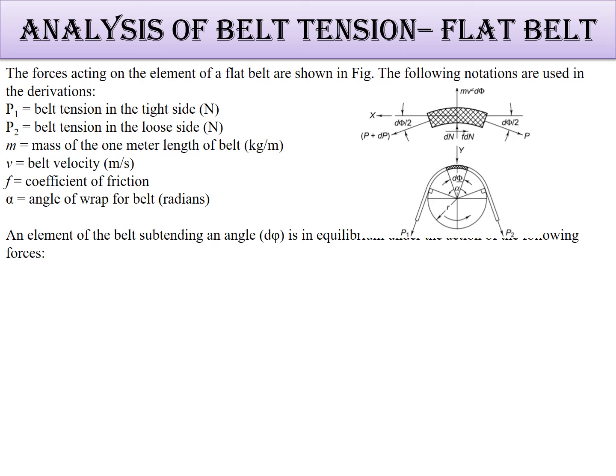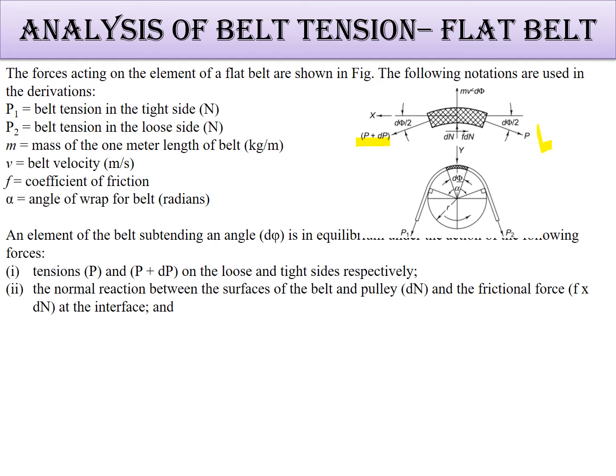So as I told you, the elemental part which we are taking, that is the elemental angle d phi, is in equilibrium here. So tensions P and P plus dp on the loose and the tight side are there. P is for the loose side and P plus dp is for the tight side. Now the normal reaction between the surface of the belt is dn and the frictional force is f dn.